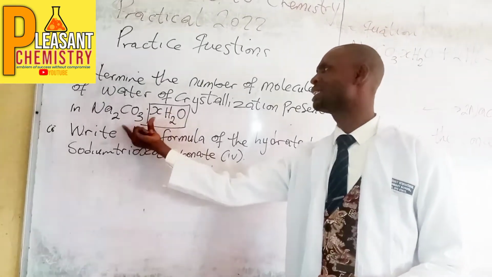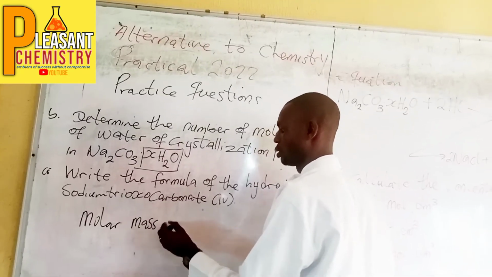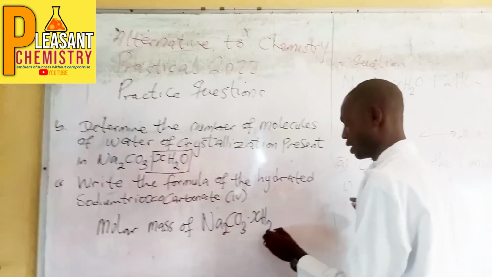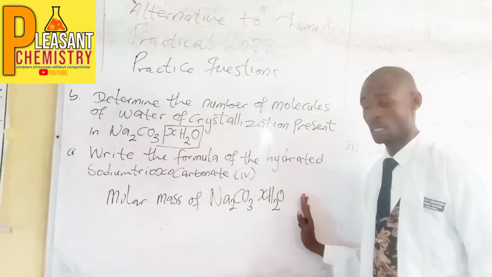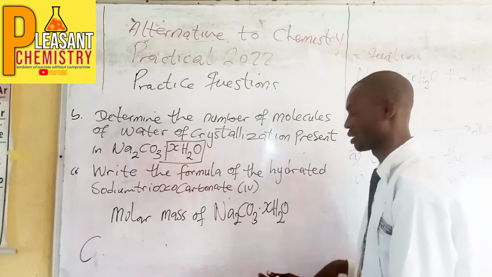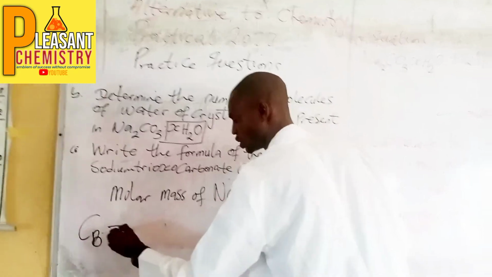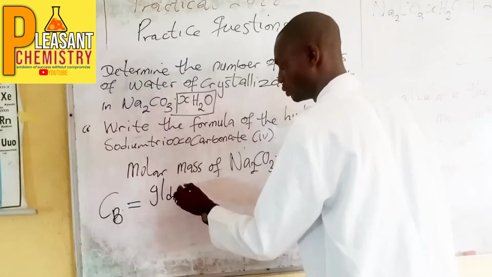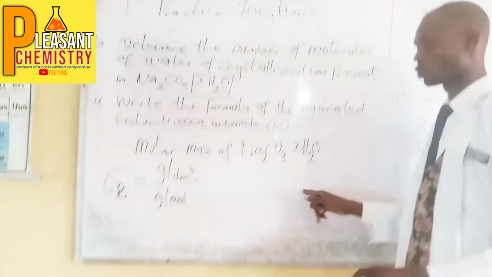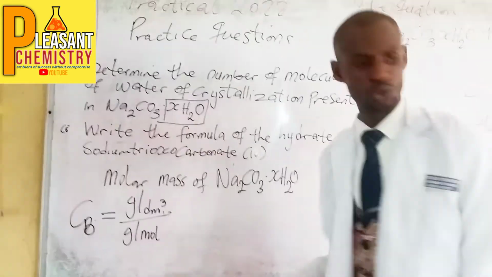You are firstly going to determine the molar mass of this formula, Na2CO3.XH2O. How can we determine the molar mass? We can bring out the equation that relates molar mass and mass concentration: Cb is equal to gram per dm³ over gram per mole, which is the molar mass we want to determine now. So we substitute the values we have gotten into the formula.